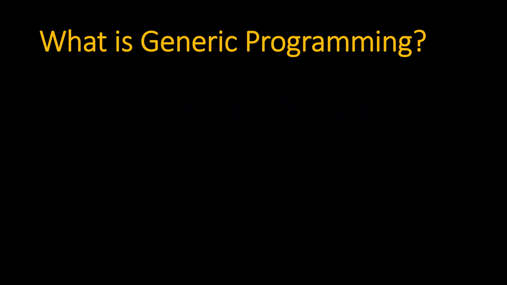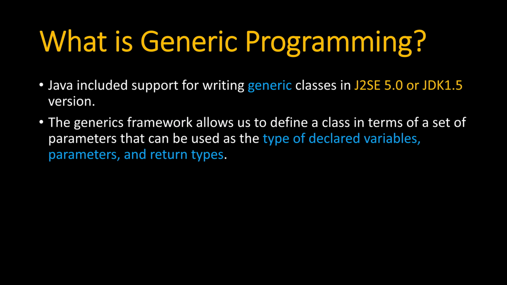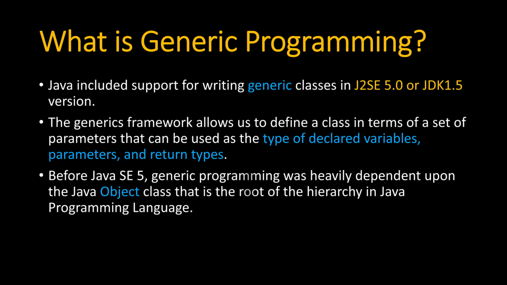What is generic programming? Java included support for writing generic classes in Java SE 5.0, or JDK 1.5 version. The generic framework allows us to define a class in terms of a set of parameters that can be used as a type of declared variables, parameters, and return types within the class.